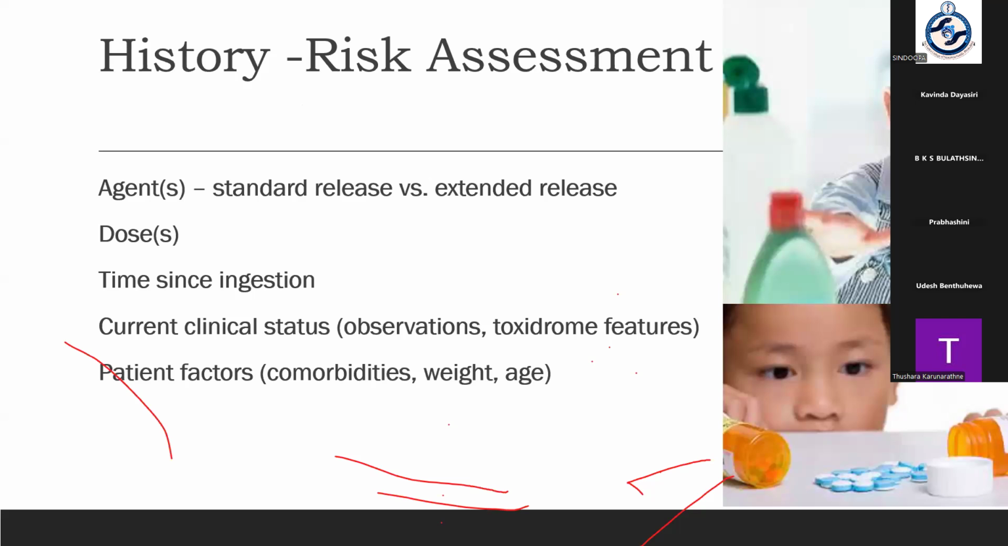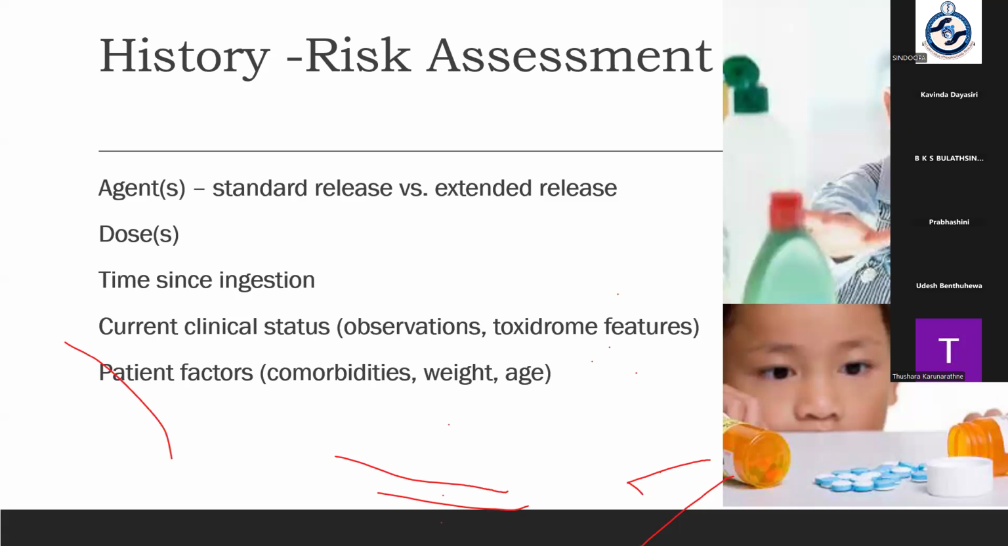Patients always present as an emergency, where we have to make a quick decision about what to do: whether to give activated charcoal, whether to give an antidote, or whether to stabilize the airway, breathing and circulation. Before making that decision, one of the very important things to do is to perform a risk assessment. It's a very simple thing, but we need to know certain key information from the parents in order to perform the risk assessment.